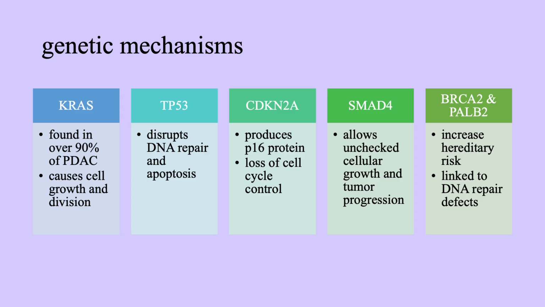Moving on, we have the tumor suppressor genes: TP53, CDKN2A, and SMAD4. These mutations prevent the DNA from repairing and prevent regulated apoptosis as well. So this is really just a loss of cell cycle control, and it allows for unchecked growth and tumor progression as well, which obviously is not good.